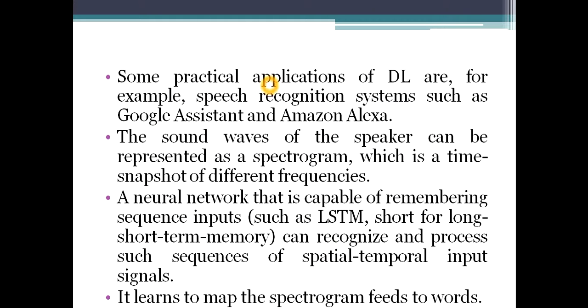Now, if we talk about some practical applications of deep learning, they are like speech recognition systems. We have, say, Google Assistant, and then the very famous Amazon Alexa. How do they actually work? The sound waves of the speaker can be represented as a spectrogram, which is a time snapshot of the different frequencies. And a neural network that is capable of remembering sequence inputs, such as LSTM, long short-term memory, can recognize and process sequences of spatial temporal input signals, and it learns to map the spectrogram feeds to words. That's how Google Assistant, or more famously Amazon Alexa, works.